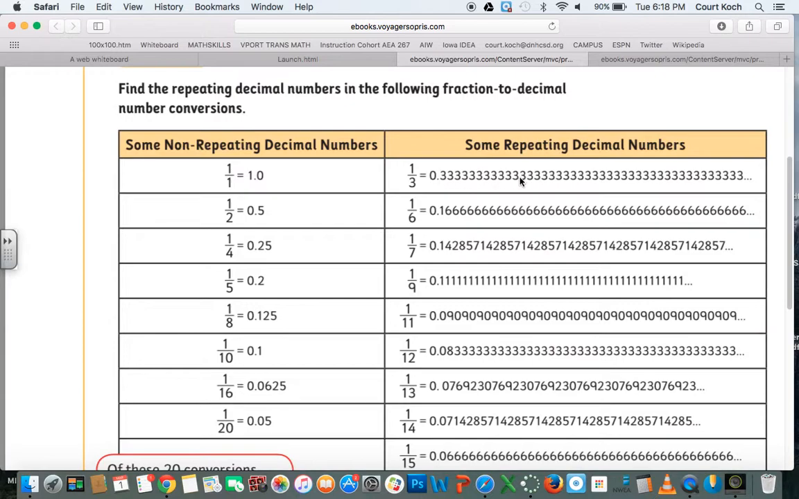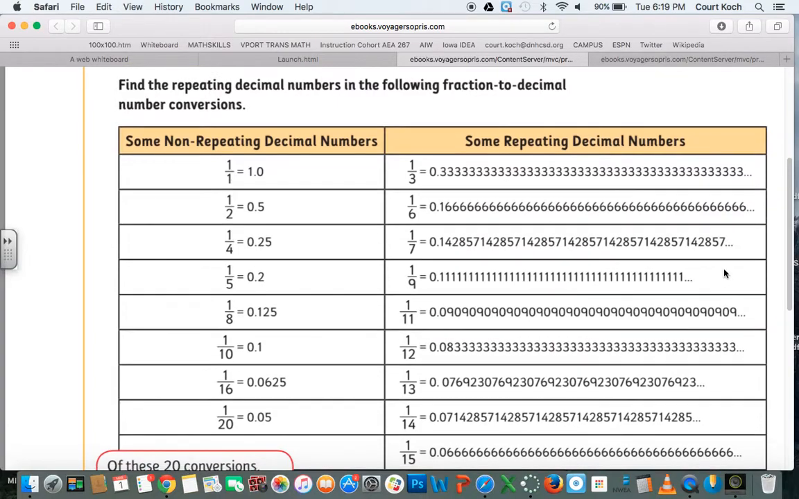But we look over to the right, and it's such a big column. Look how many 3's are here when we take 1 and divide it by 3. When we take 1 and divide it by 6. 1 divided by 7 is monstrous. It has 6 repeating numbers: 1, 4, 2, 8, 5, 7. It just keeps repeating and repeating. And you notice at the end of all these columns, it has 3 dots.